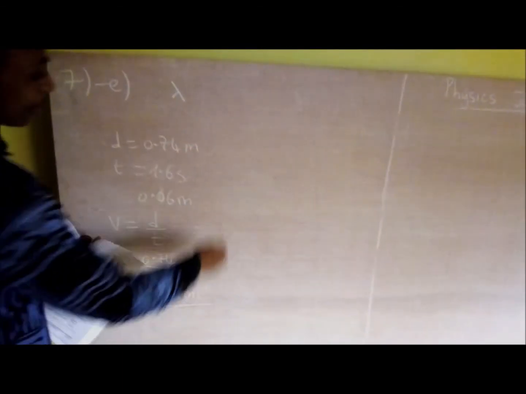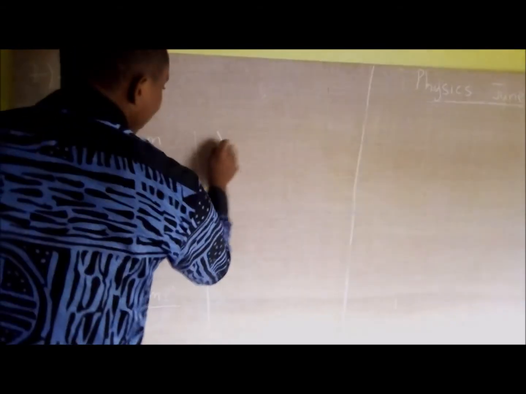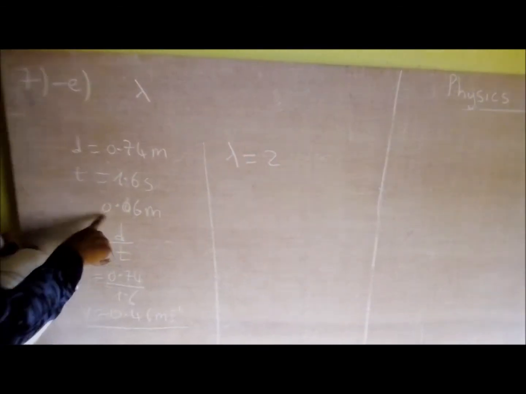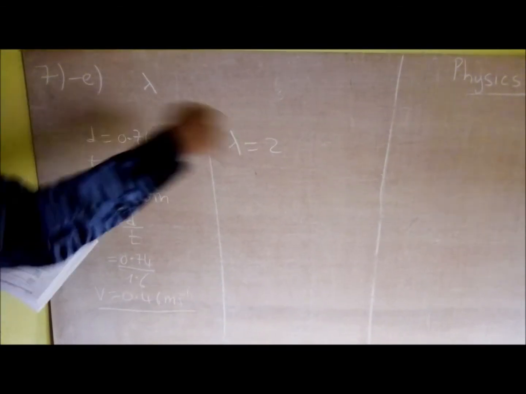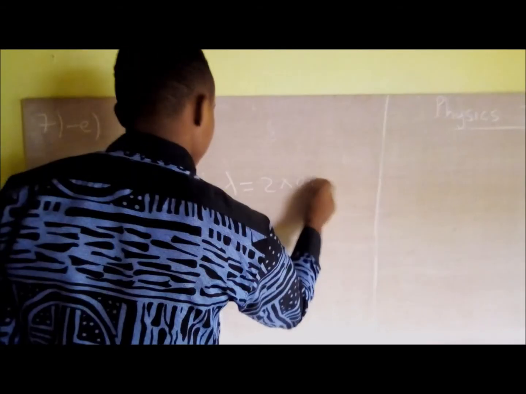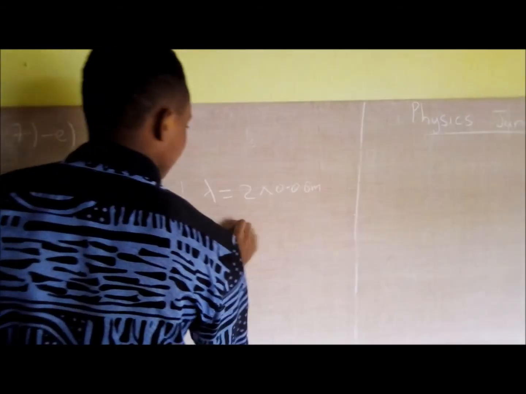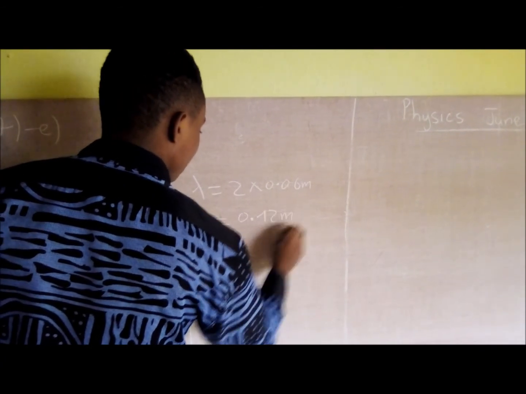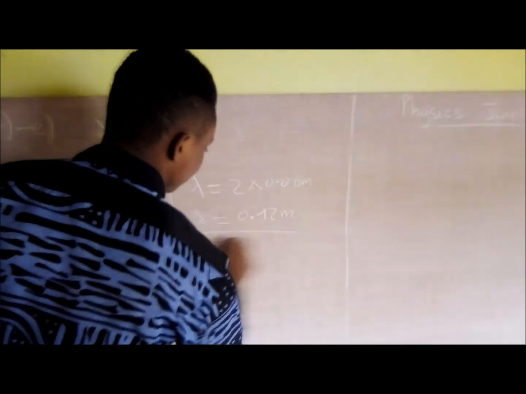The next question is to calculate the wavelength of the wave, lambda. How do you obtain lambda? Lambda is just equal to 2 times the distance between the crest and the trough. That is 2 times 0.06 meters. That is 0.12 meters. That is our wavelength.